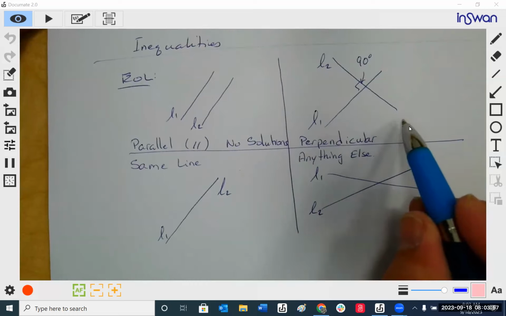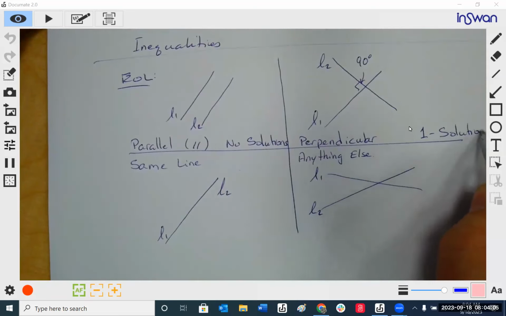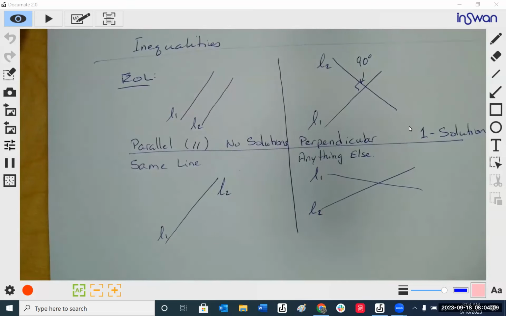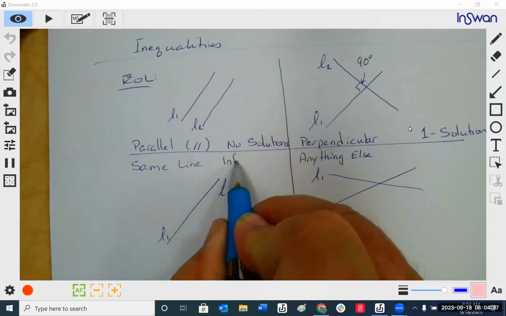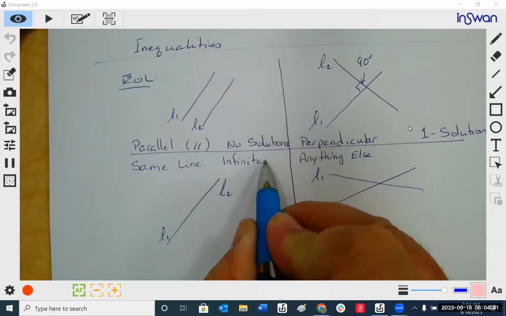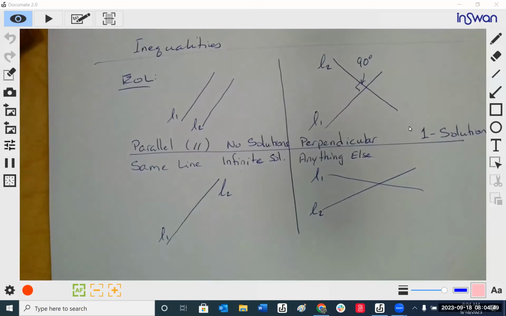Well, let's see. How many solutions does this one have, perpendicular? Why does this one have one solution and this one has no solutions? Why is that? What is a solution? No, it's like an intercept, but we have two lines here. How many solutions does this one have? Why is that? Why does this one have infinite solutions, and this one has none, and this one only has one?